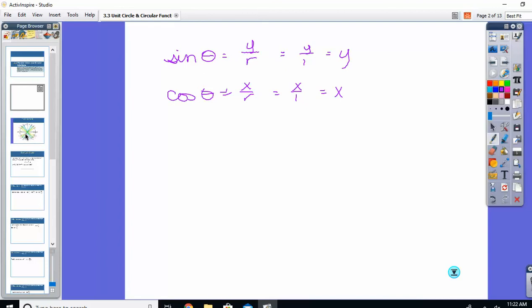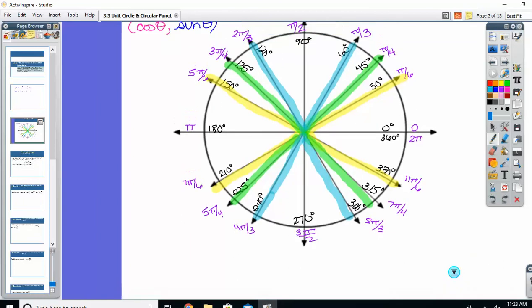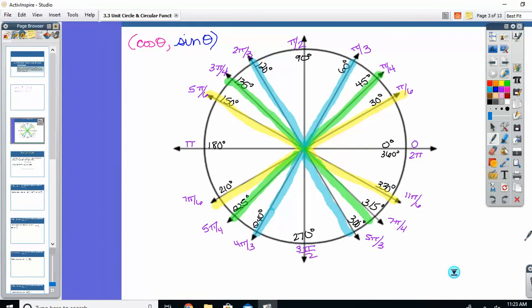I would recommend maybe on the top of your circle or something, giving yourself a little key to help with that. So I'm going to say my ordered pair will be cosine theta, and the y is sine theta. And again, this works because the radius of my circle is 1. Okay. Let's go through and start our ordered pairs.